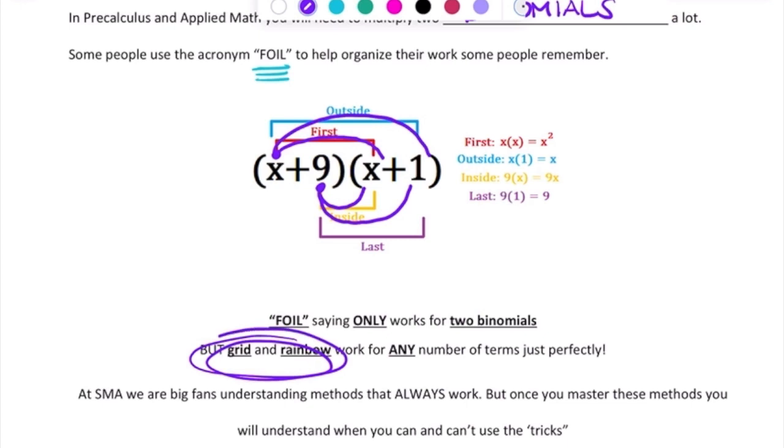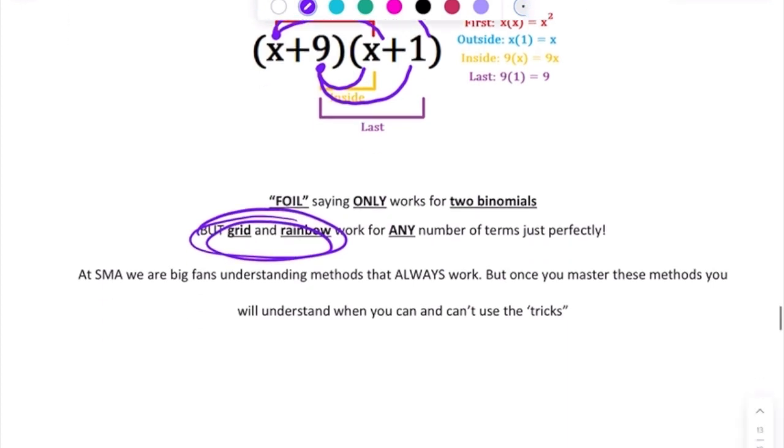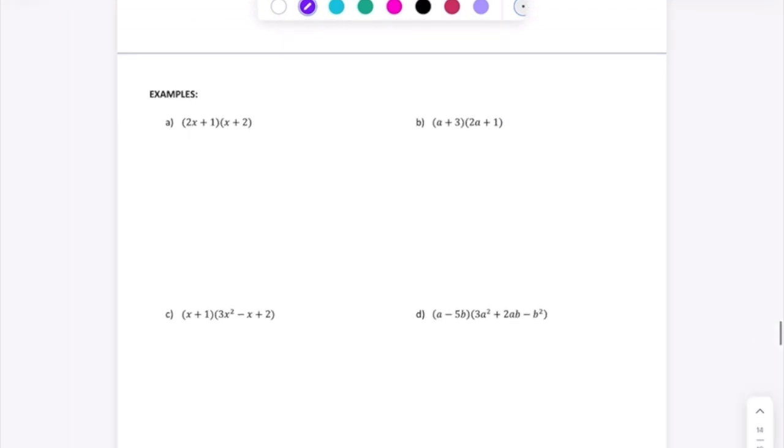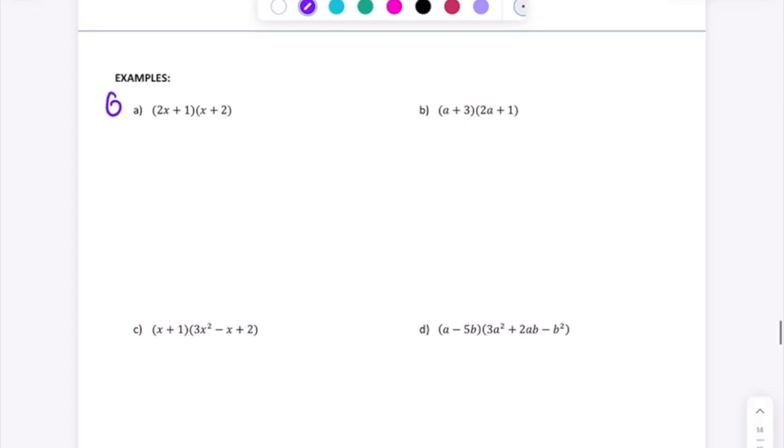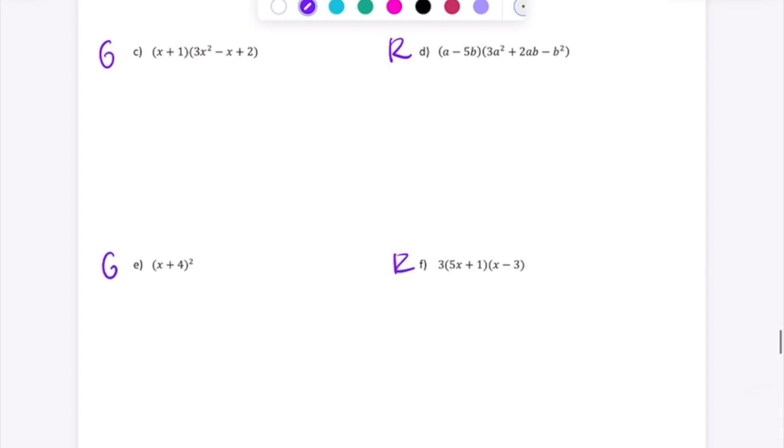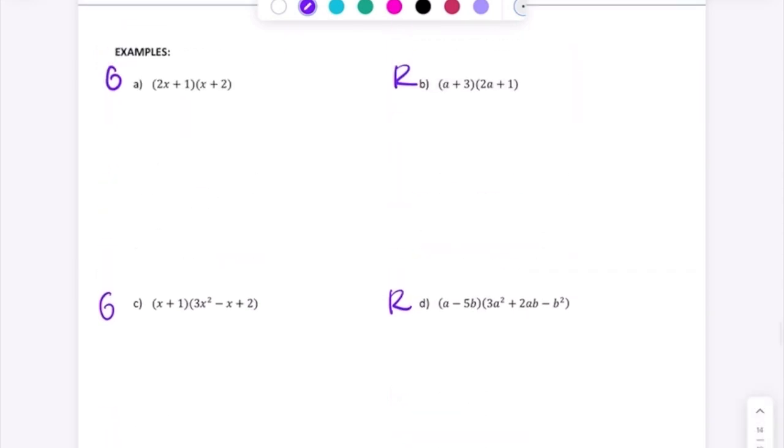However, grid and rainbow method, not tricks, methods, because they'll work every single time for every single multiplication. Okay, now before we get going for these next 6 examples that we have, we are going to tackle these questions. I'm going to go grid, rainbow, grid, rainbow, grid, rainbow. Now, when we go ahead and do this, I really want to make sure that you try the different methods so you know how they work and understand those things.